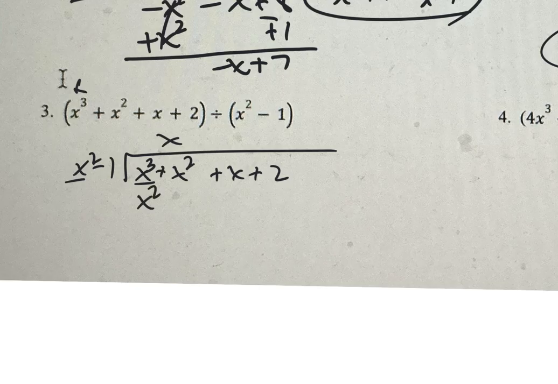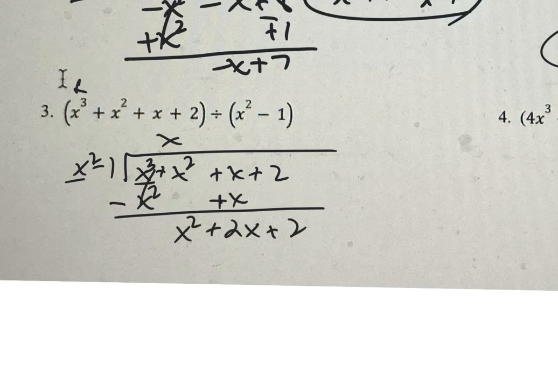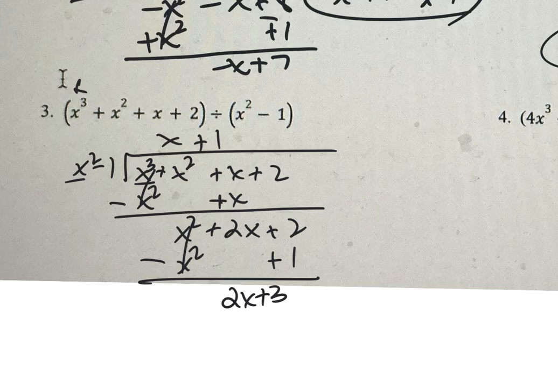Same thing I did a second ago. The x times the negative 1 gives you negative x. Draw the line, change the signs. That's gone. That's 2x plus, bring down the 2. X squared goes into x squared 1 time. So I'm doing 1 times everything out there. X squared times 1, negative 1 times 1. Draw the line, change the signs. That's gone. That leaves 2x plus 3 right there. So my quotient and remainder is exactly that.